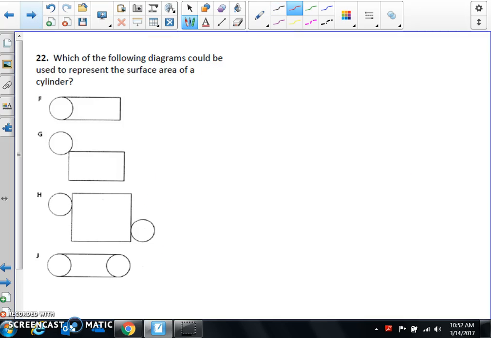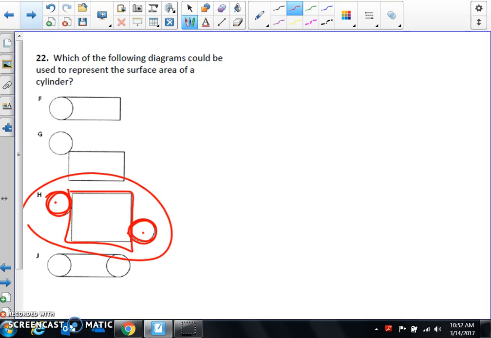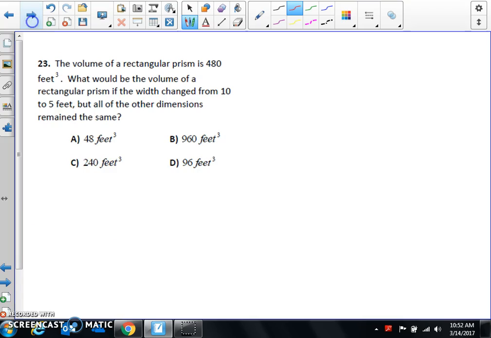Which of the following diagrams can be used to represent the surface area of a cylinder? Remember we talked about a cylinder? All a cylinder is, is 2 circles, right? This is the top of the Pringles can, this is the bottom of the Pringles can, and here's the label. So H is our winner.